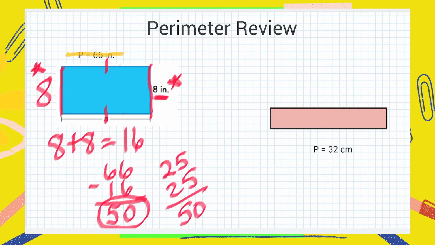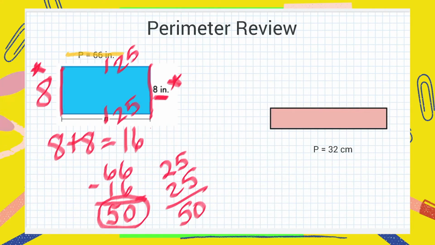So that means that I can split 50 into two groups of 25. 25 here and 25 here. Have I found the missing side length? Yes, I have. Now, let's double check just to be sure.